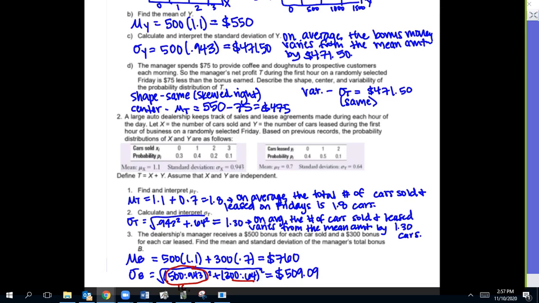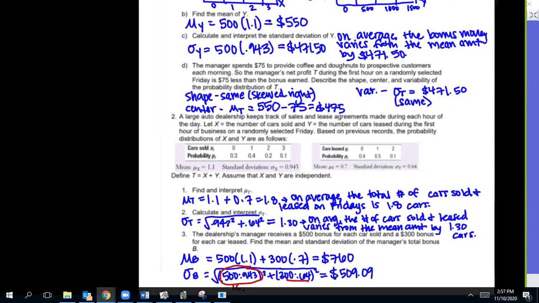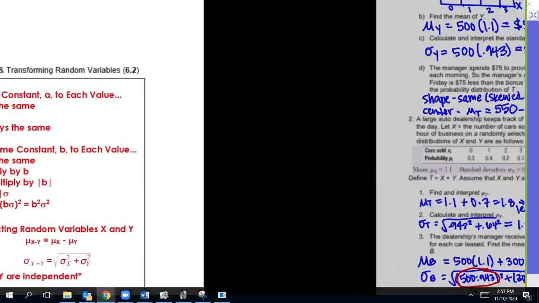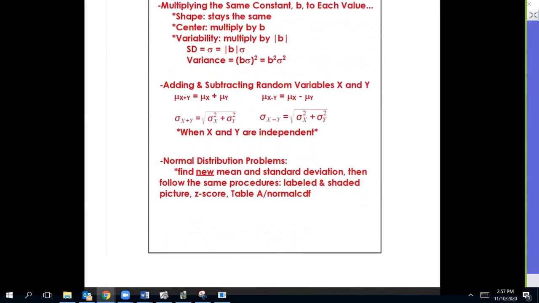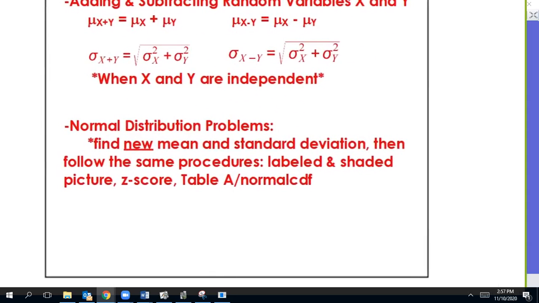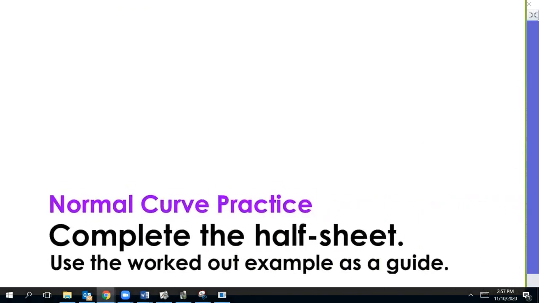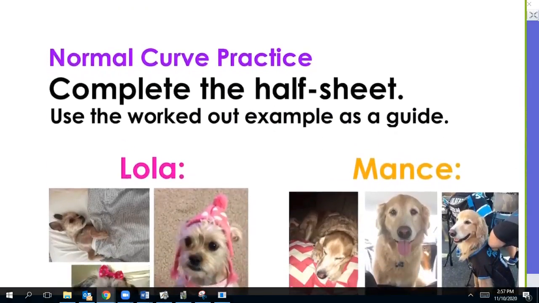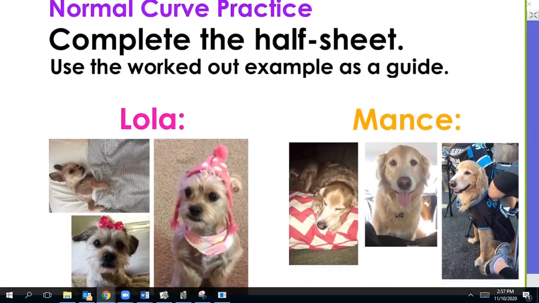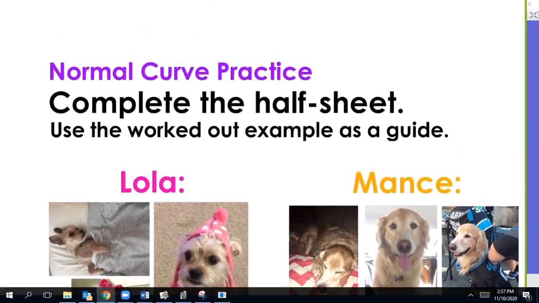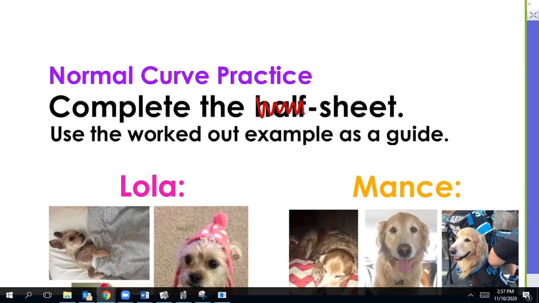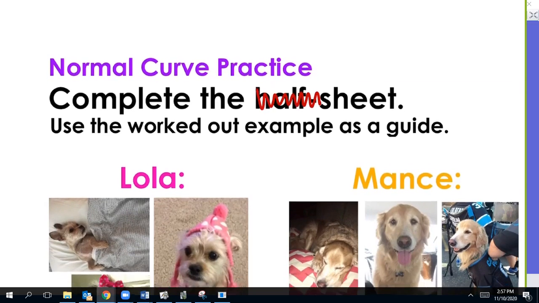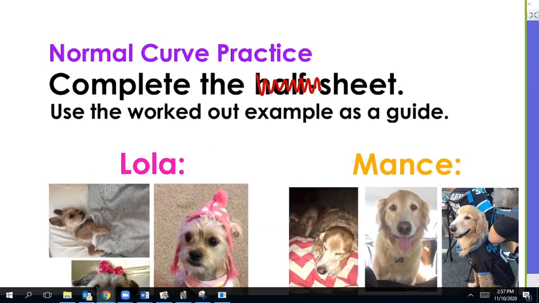Okay, now we also want to go over some normal curve stuff. If you notice on your notes, it says for normal distribution problems, we have to find the new mean and standard deviation and follow the same rules we've done before. And so I do want to do a little practice on a half sheet this time because you're at home and you can print out whatever you want. So it's just going to be a practice sheet. The way I want to do it is I want to do one with you. So this is linked in Canvas, so you can get it from there.